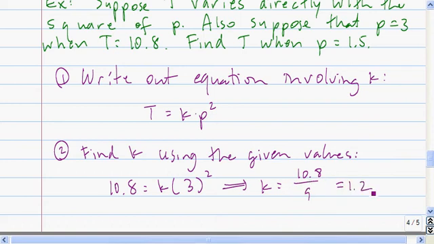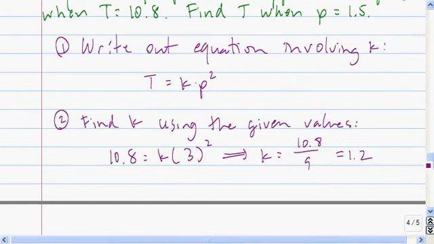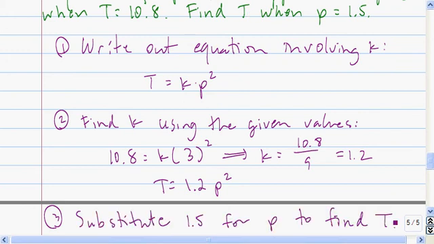All right, so now we know what our equation is. It's t is equal to 1.2 p squared. All right, so the last step is we're just going to substitute the given value to find the one that we desire.